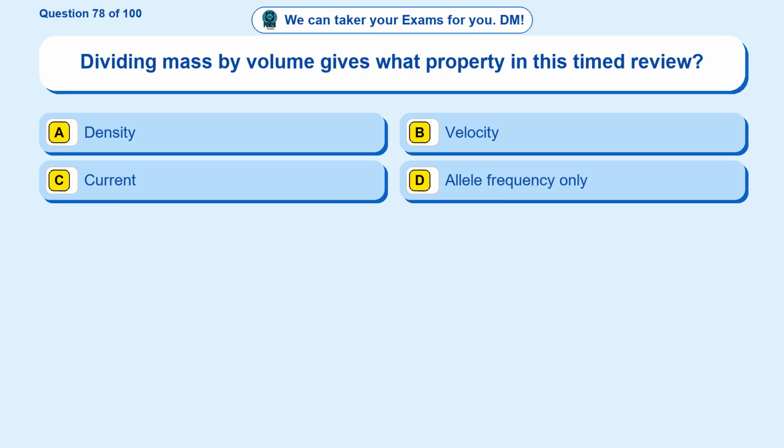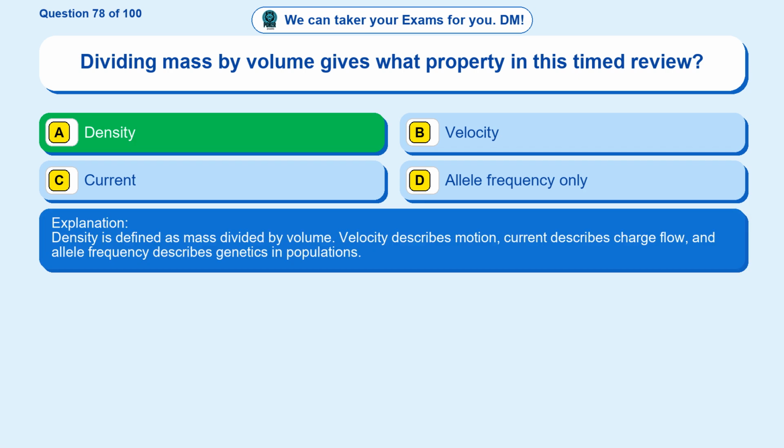Question 78. Dividing mass by volume gives what property in this timed review? Option A, density. Option B, velocity. Option C, current. Option D, allele frequency only. The correct answer is option A. Density. Density is defined as mass divided by volume. Velocity describes motion, current describes charge flow, and allele frequency describes genetics in populations.